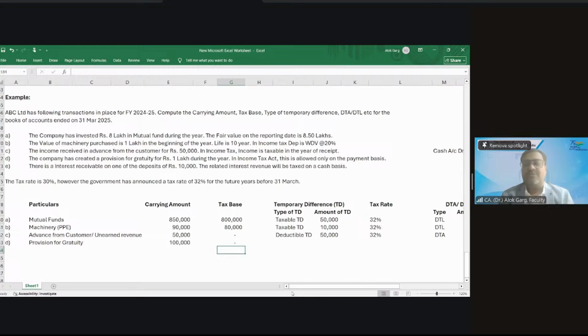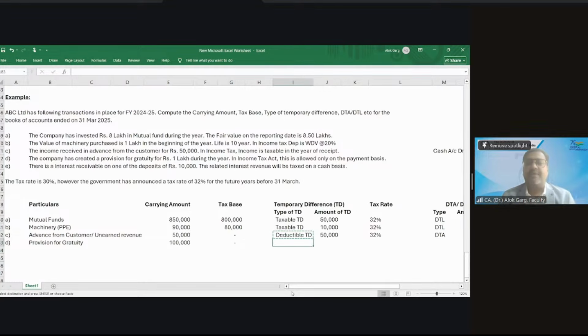Right. So now let me reconfirm my understanding whether it will be DTA or DTL. My liability provision for gratuity is 1 lakh. My liability in income tax books is 0. What should I do? DTA. Reduce it. I should reduce my liability. So I need to create my DTA.